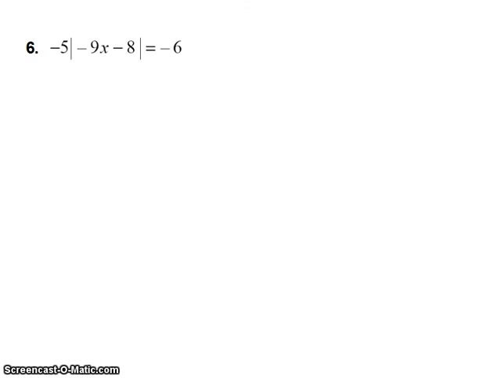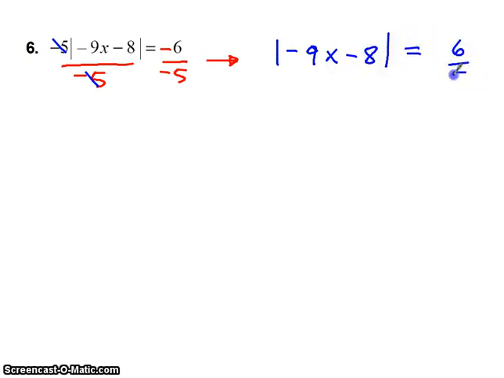This one here, you might be tempted to say, oh, there's no solution right off the bat, because there's a negative 6 there, but you can't make any judgments yet until you get the absolute value all by itself, and so you would need to divide both sides by a negative 5 to start off. And what ends up happening here is a 5 will cross off with a 5. Negative 5 over negative 5 crosses, and we have the absolute value of negative 9x minus 8 is equal to 6 over 5. Negative over negative, we have positive. And so now absolute value is not equal to a negative.